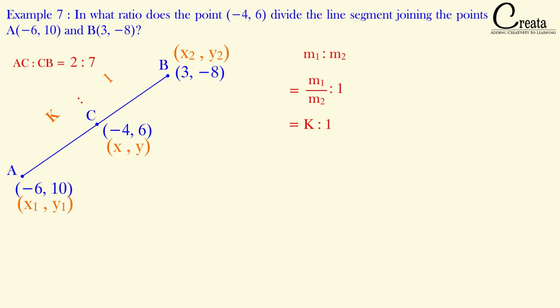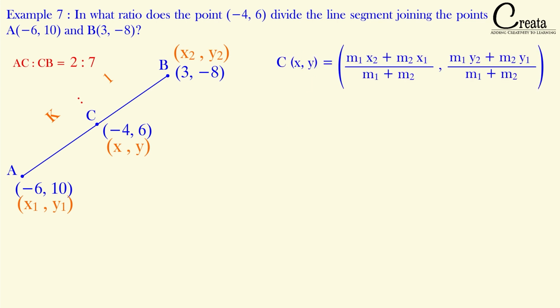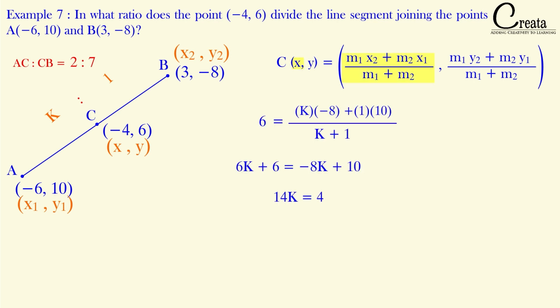We have assumed the ratio as k is to 1. This will be the fastest. So let's apply the section formula. We know all the input. Let's take down the x coordinate. On putting the value and solving, we got k as 2 by 7. That is, k is to 1 is 2 by 7 is to 1. Let's multiply 7 on both sides. We got the ratio as 2 is to 7. Got it? The same answer we have got, the ratio as 2 is to 7.